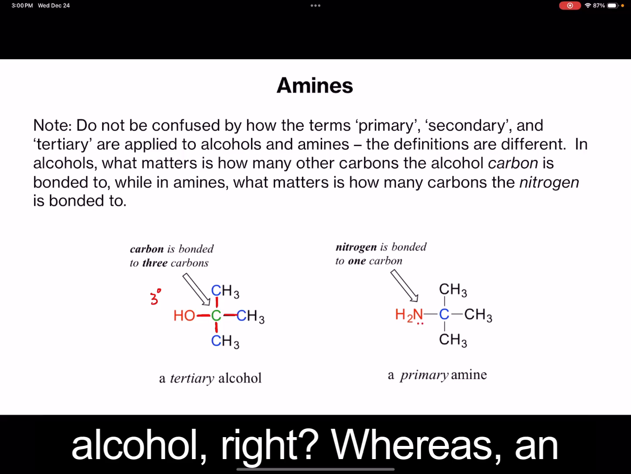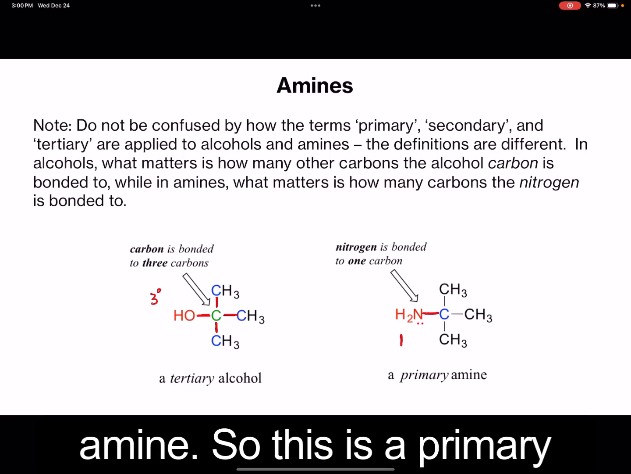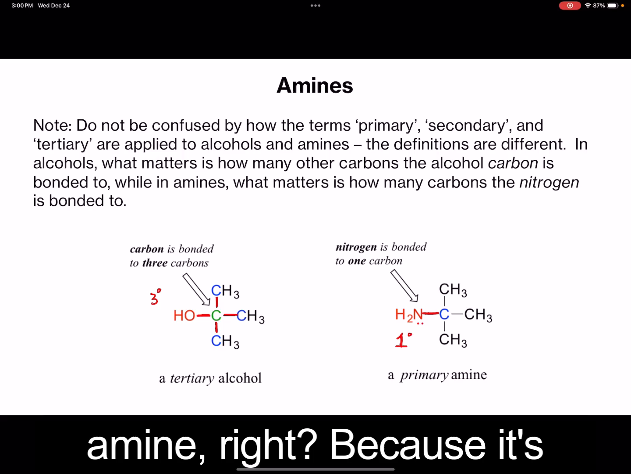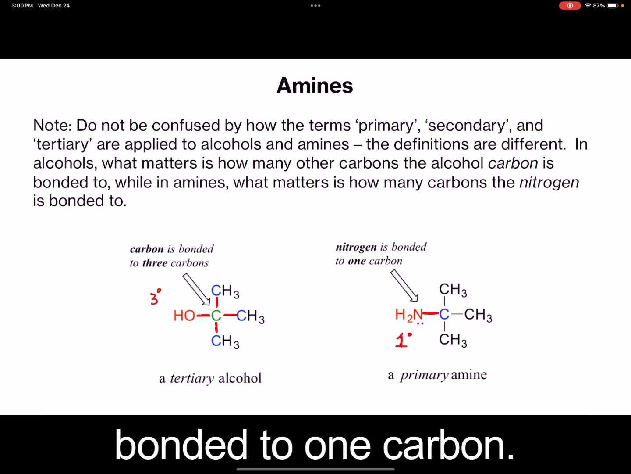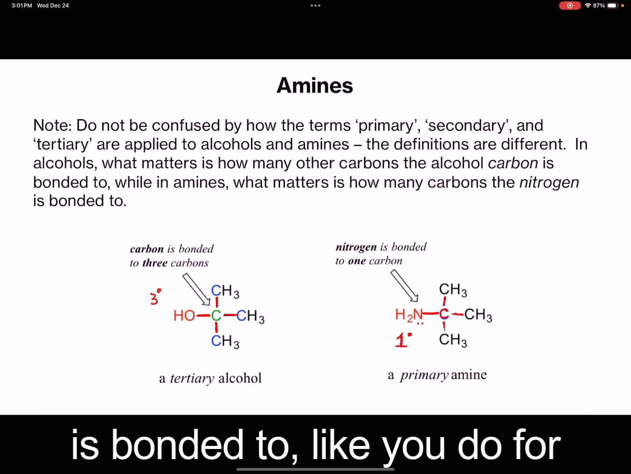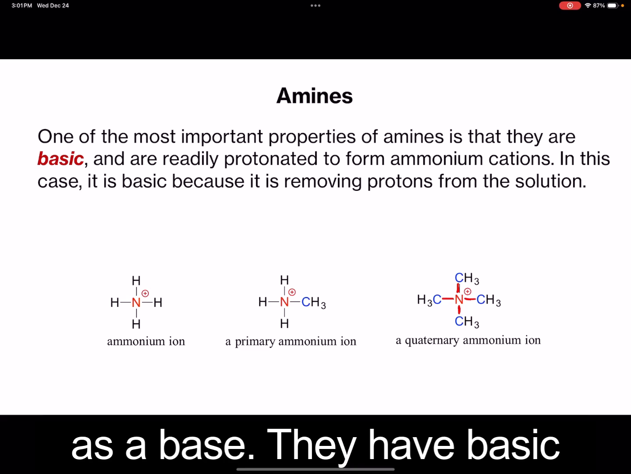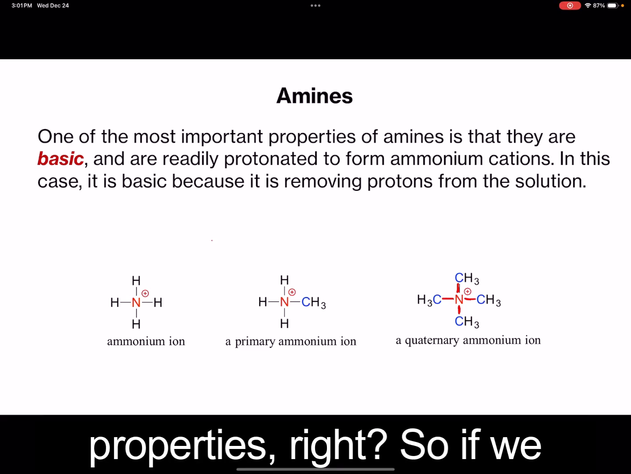Whereas with an amine, you're looking at what is bonded directly to the nitrogen. So this is a primary amine, because it's bonded to one carbon. You're not looking at the carbon and who the carbon is bonded to, like you do for the alcohols. Amines can act as a base. They have basic properties.